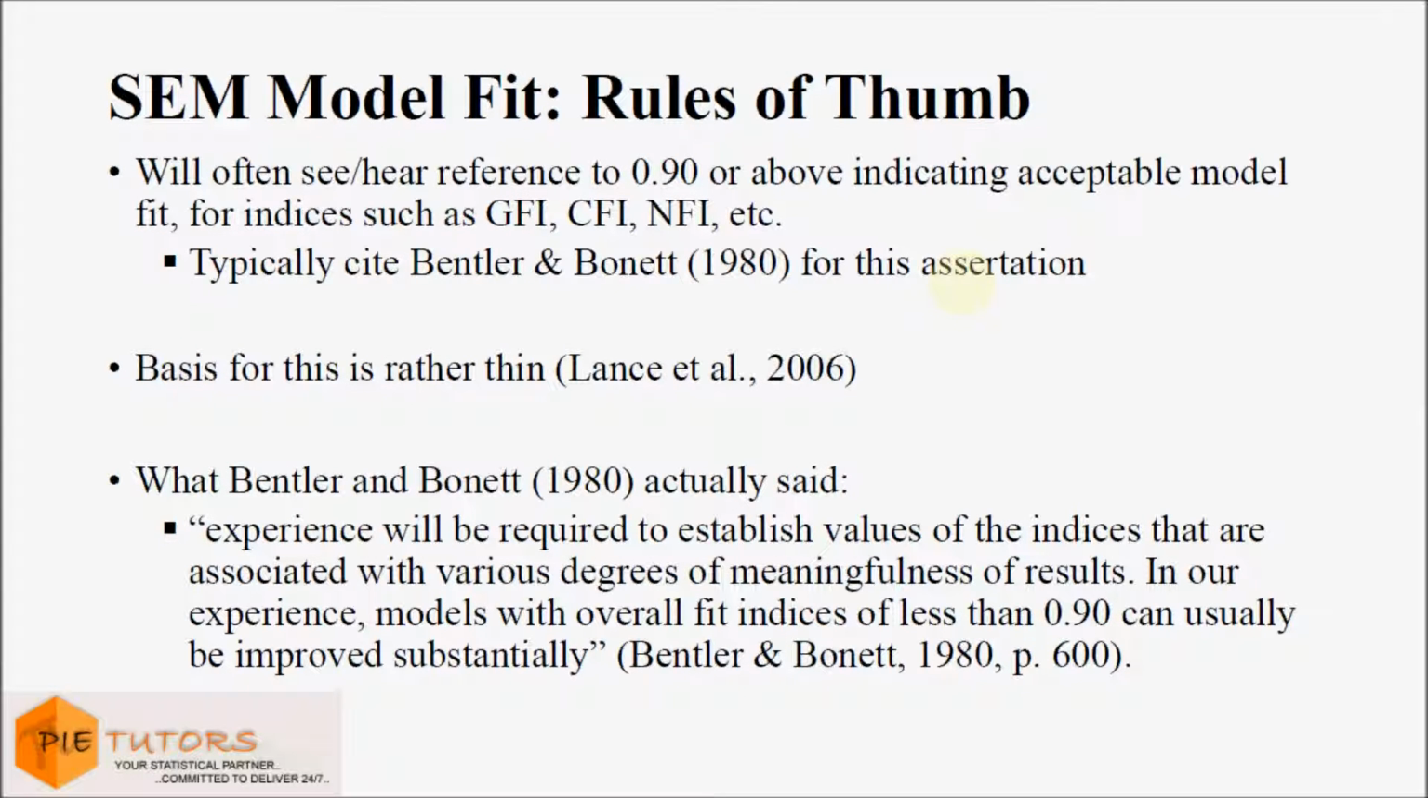So now let's look at some rules of thumb for the SEM model fit. Often we find references about acceptable model fit. We find references for values greater than 0.9 for GFI, CFI, and NFI. However, models with overall fit indices of less than 0.9 can usually be improved. We just cannot rely on the cutoff value of the fit indices. We must also look at other information such as the pattern of standardized residuals, the beta weights, and the direction and magnitude of correlations. This information as well as the model fit indices information should be used together to determine if the model is a good fit.